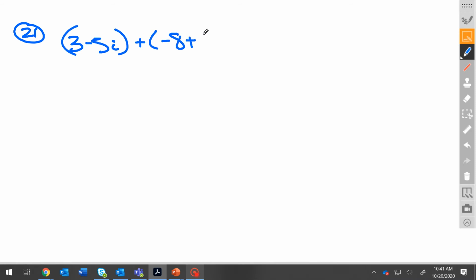Alright, for the next section, we're adding, subtracting complex numbers. So number 21, we have 3 minus 5i plus negative 8 plus 9i. Alright, all we have to do here is add the real portions and then add the imaginary portions. So 3 plus negative 8, negative 5. Negative 5 plus 9 is 4i.